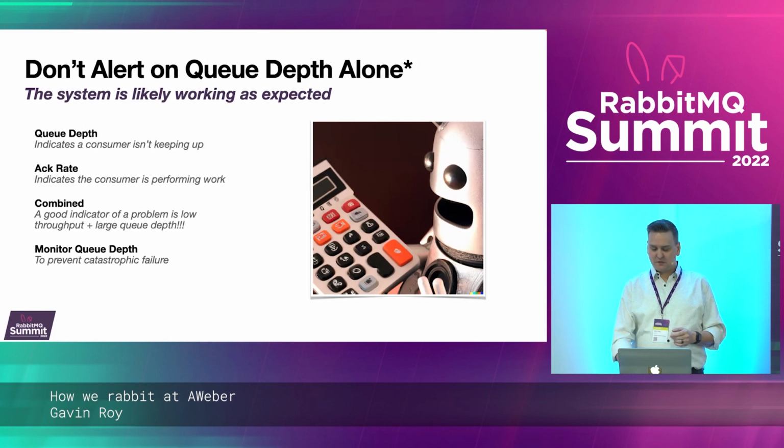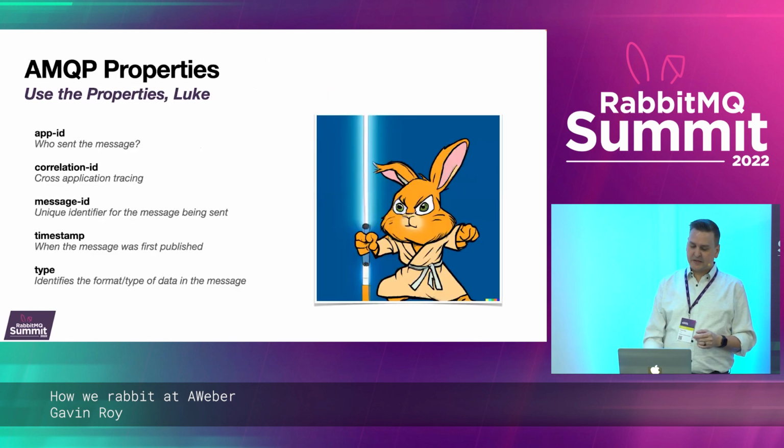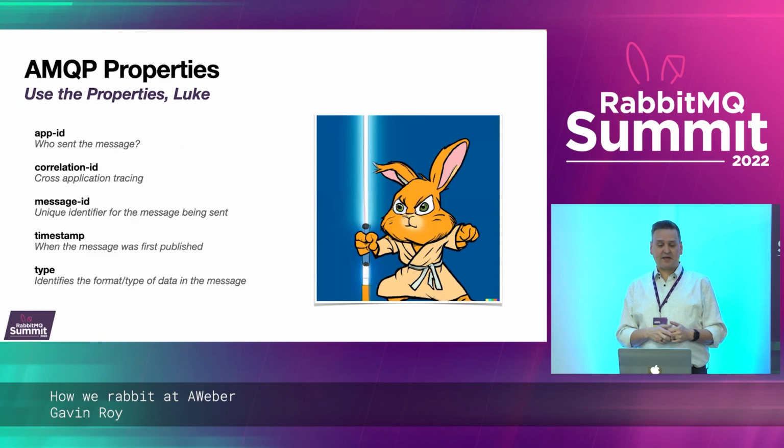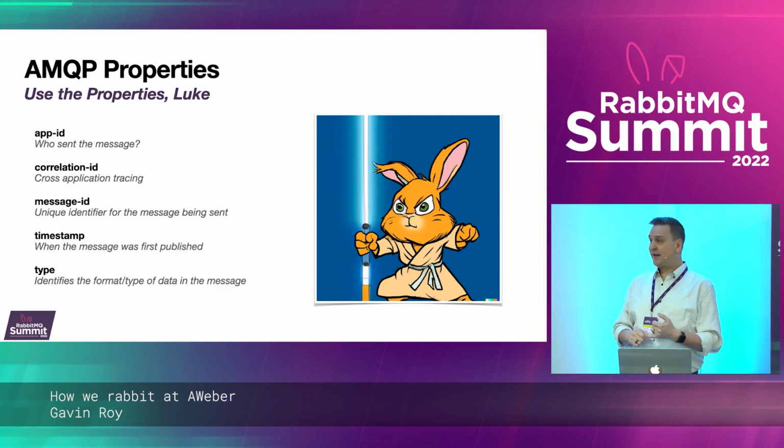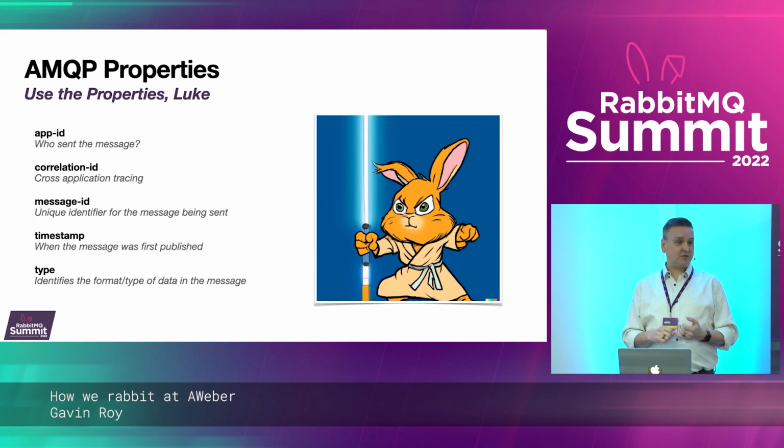I mentioned previously using the type property. These are the primary properties that we use in our AMQP messages. We want to know what application is publishing it, but not just what application, but what version of the application. Because we may have multiple versions of an application running in the ecosystem.